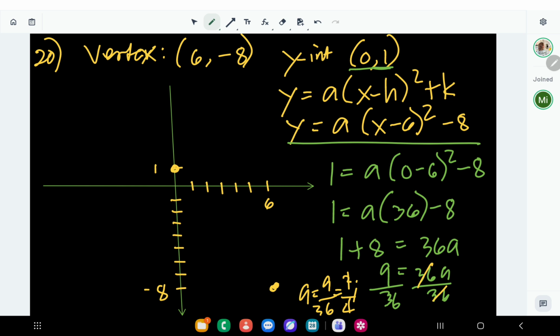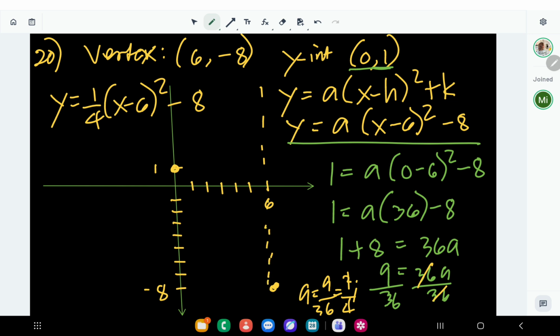I just want to check if we were right. Our equation is y equals 1/4 x minus 6 squared minus 8, right? Axis of symmetry is x equals 6. So we need to find the x-intercepts. You don't need to graph it because you're only asked to write the equation, but it says the graph of a quadratic function has a vertex. So I was just showing you this one. So this is the graph of that one.